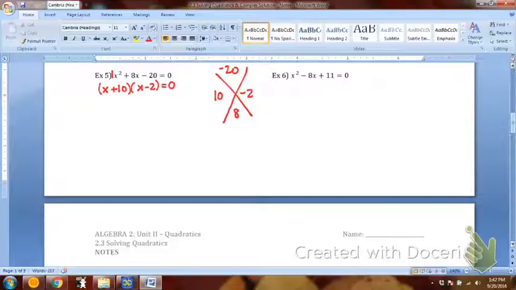Yeah, we skipped 4. So I get x to be negative 10. And x is 2.